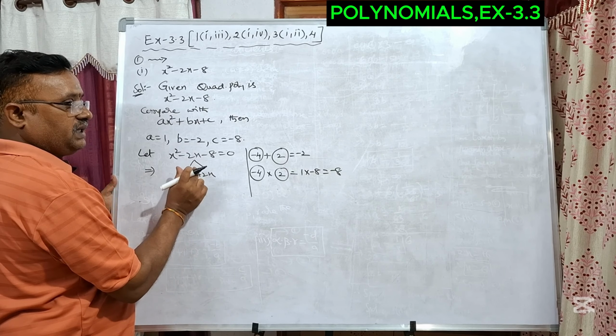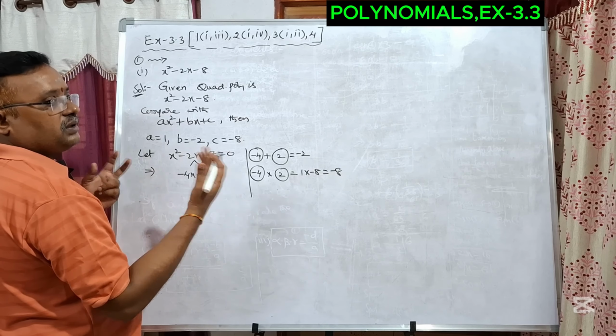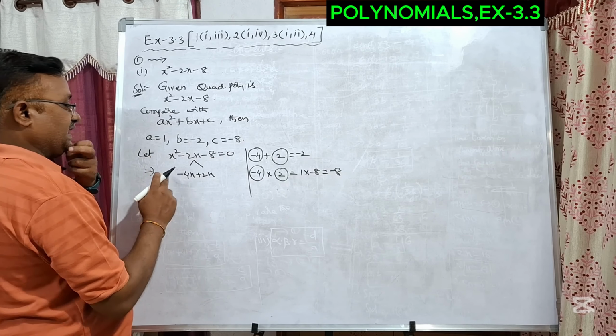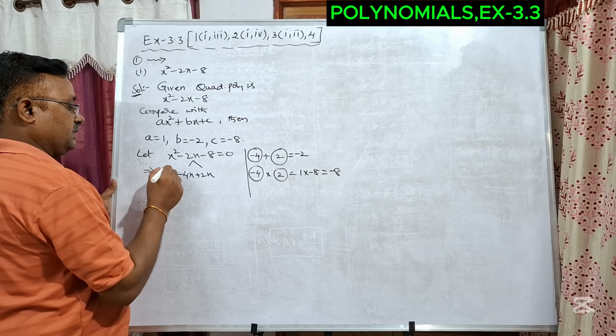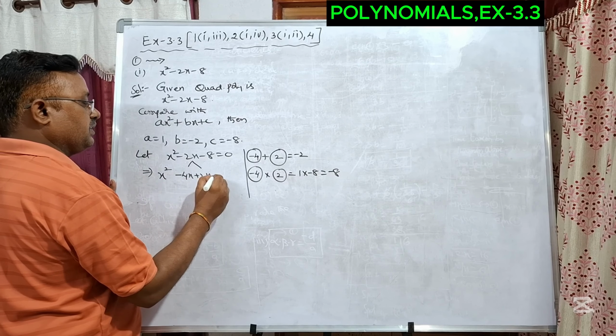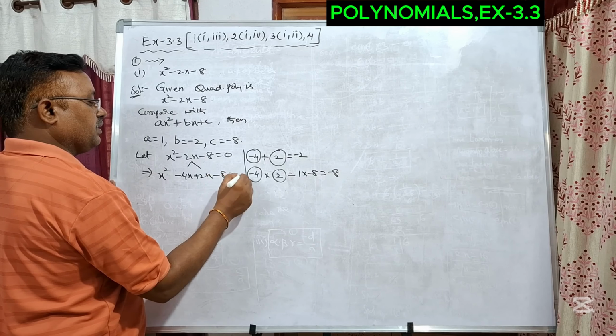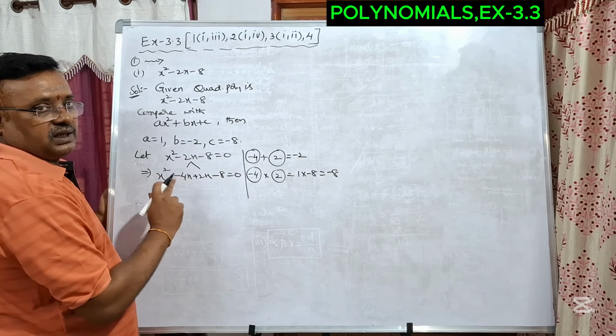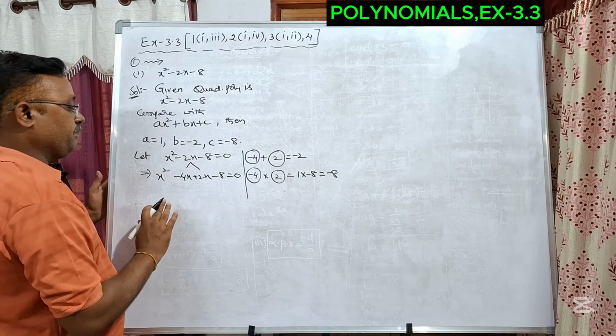So in this way, splitting the middle term gives you 4 terms of the quadratic polynomial. Therefore the next step will become x square as it is, the split terms are minus 4x plus 2x, next minus 8 equal to 0. So this is what is happening. Okay? Right.